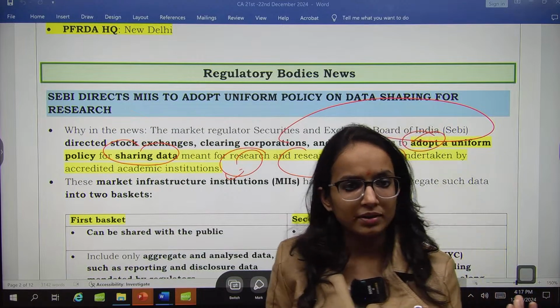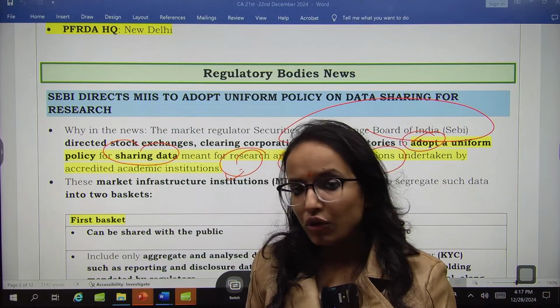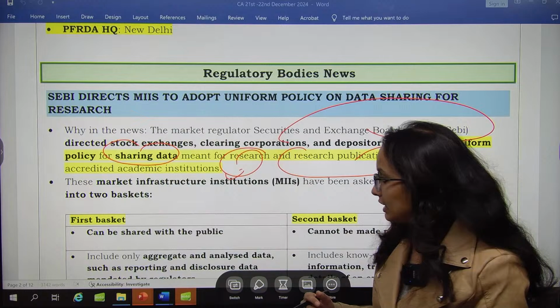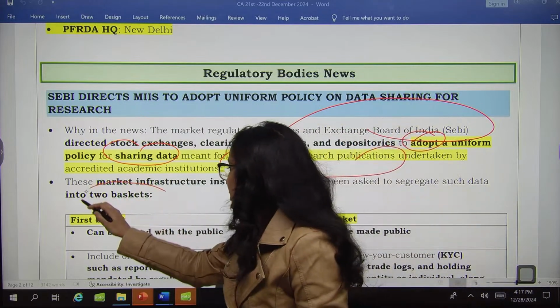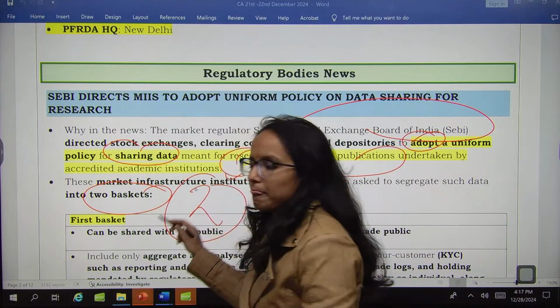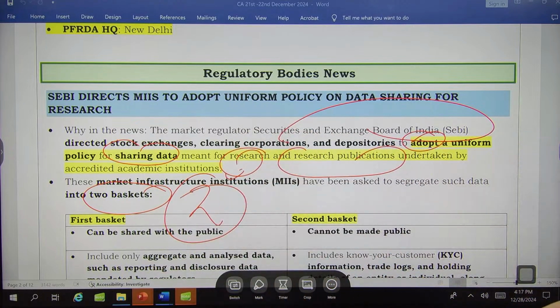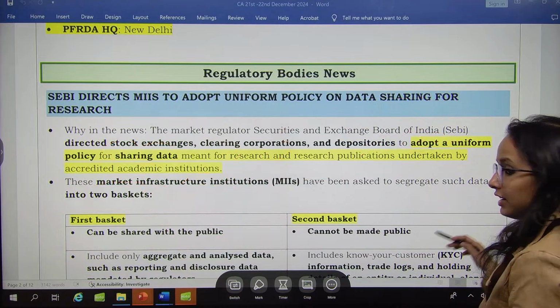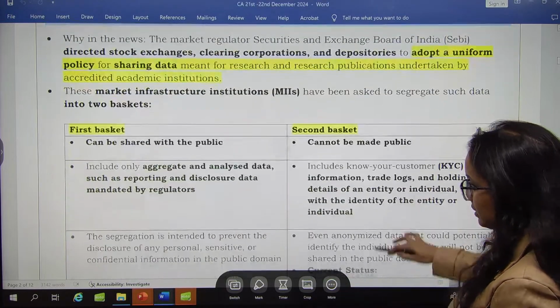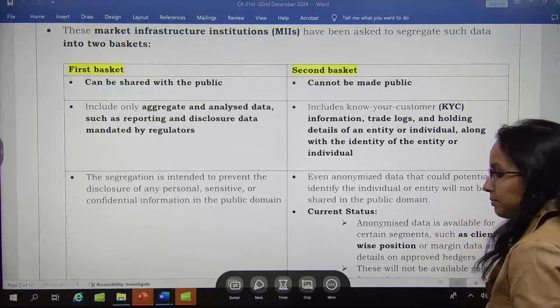Are you getting my point, everyone? Yes or no? For this direction, they have clearly stated that you categorize all such data into 2 baskets. How many baskets? 2 baskets. This is important, okay? If you don't understand this, you can ask me. So SEBI has said you categorize it into 2 baskets. First basket and the second basket.